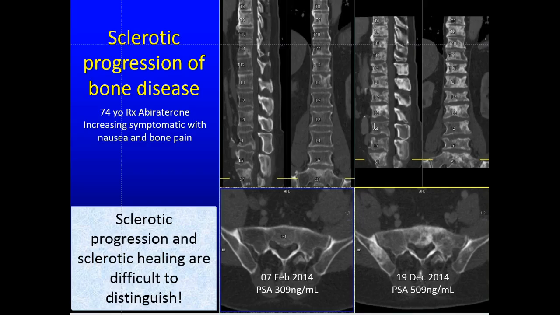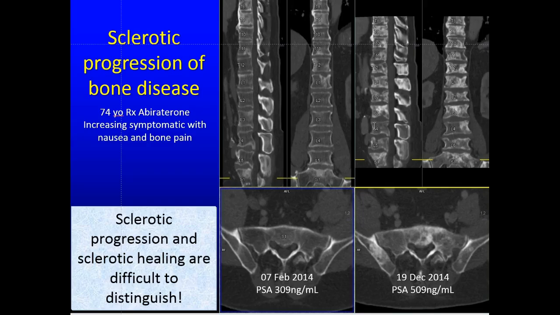Now, look at this patient. This patient has something called sclerotic progression. You can see two scans, February and December 2014. The PSA clearly goes up. The patient is increasingly symptomatic. He has bone pain. He has nausea. He's got vertebral collapse. But if you were to look at the bones, you would see increasing sclerosis.